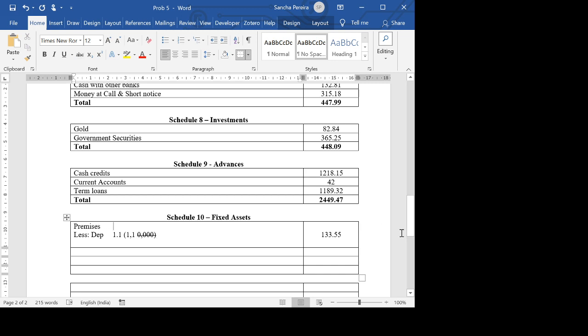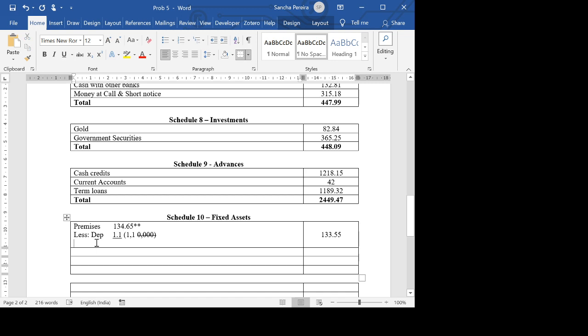So how are you going to get the original cost? It will be 133.55 plus 1.1. Here we minus the depreciation, so to get this back, we have to add the depreciation to this. That will be 134.65. That is basically the figure that I have found out. So this is how this is done.